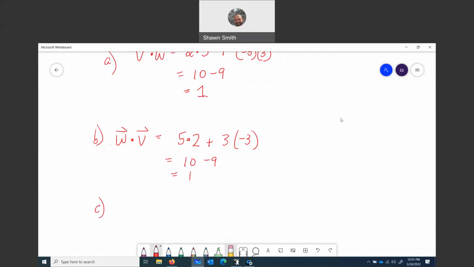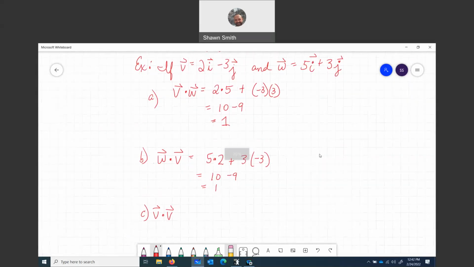Let's do the vector v dotted with itself. Right. So the a component multiplied to its a component again, plus the b component multiplied to its b component again. That's 4 plus 9. That's equal to 13.